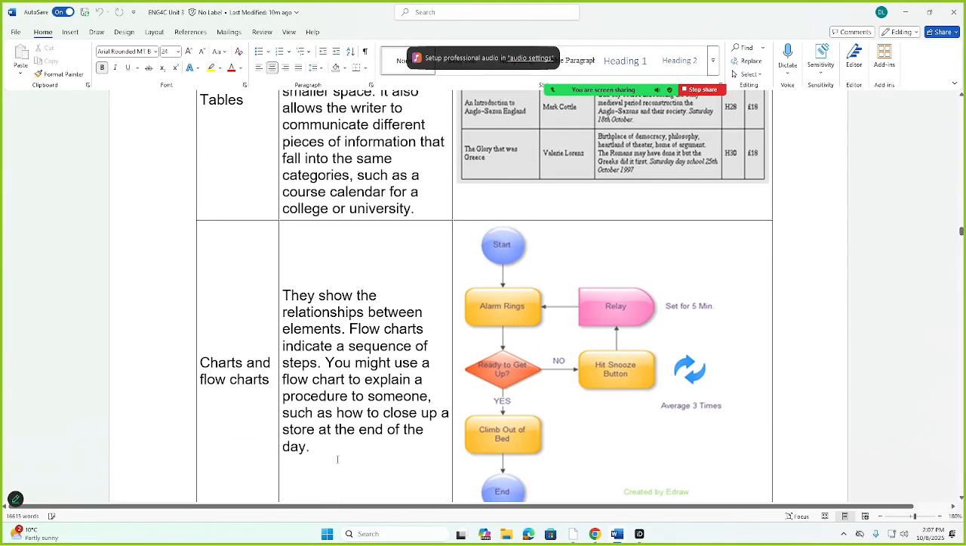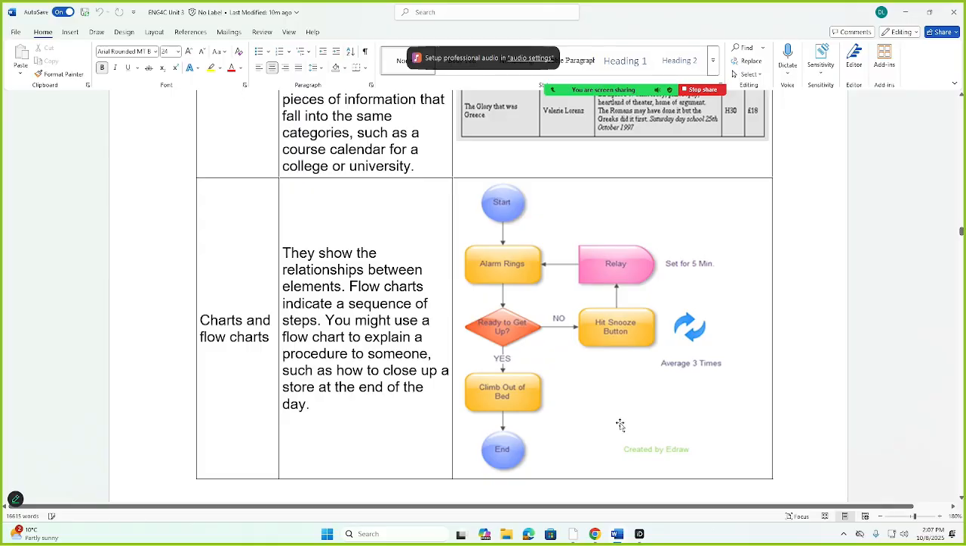Charts and flowcharts. They show the relationships between elements. Flowcharts indicate a sequence of steps. You might use a flowchart to explain a procedure to someone, such as how to close up a store at the end of a day. The one here looks like a procedure on how to climb or crawl out of bed, right?